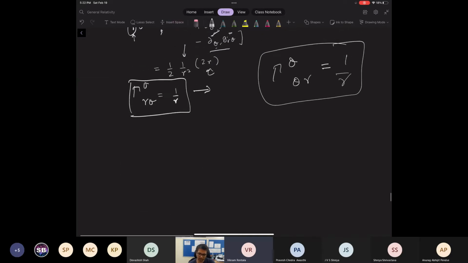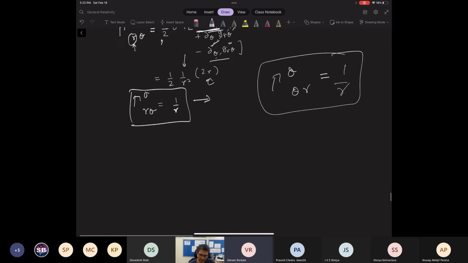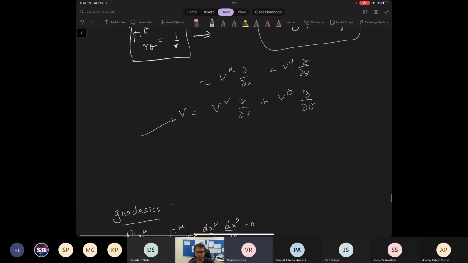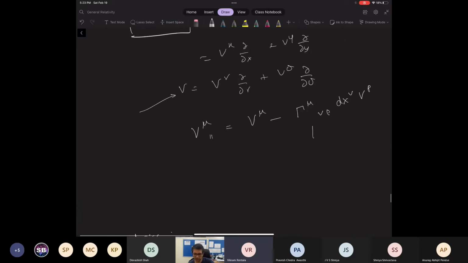I won't do this, but you should try this out under parallel transport. If you have a vector v, which is expressed as v^r ∂/∂r plus v^θ ∂/∂θ, or expressed as v^x ∂/∂x plus v^y ∂/∂y. What we've seen is the rule for parallel transport: for a small displacement, v^μ parallel transported is equal to v^μ minus Christoffel symbol Γ^μ_νρ, the displacement dx^ν, and the old components v^ρ. In Cartesian coordinates, all the Christoffel symbols are 0.